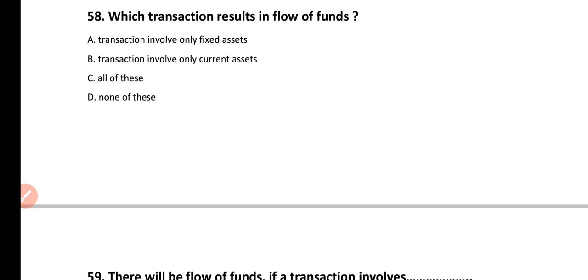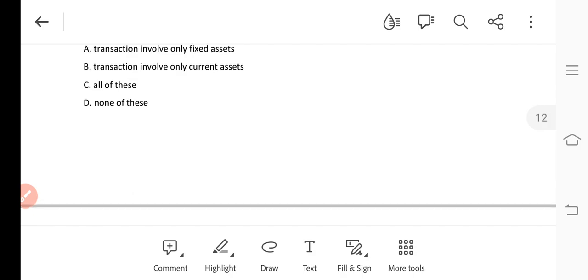MCQs number 58. Which transaction results in flow of fund? Transaction involving only fixed assets, transaction involving only current assets, all of these, none of these. So the correct option is none of these.